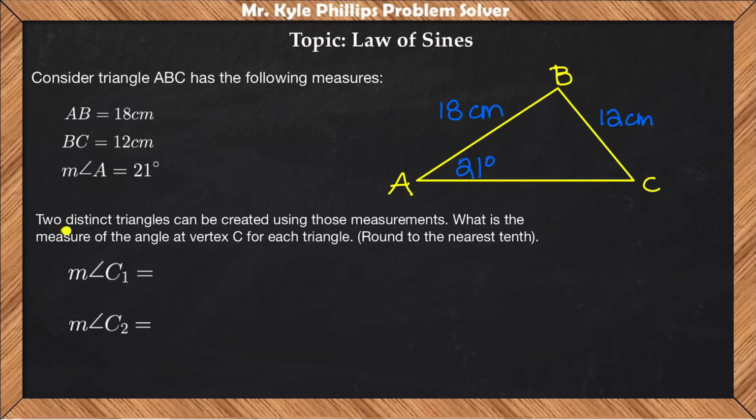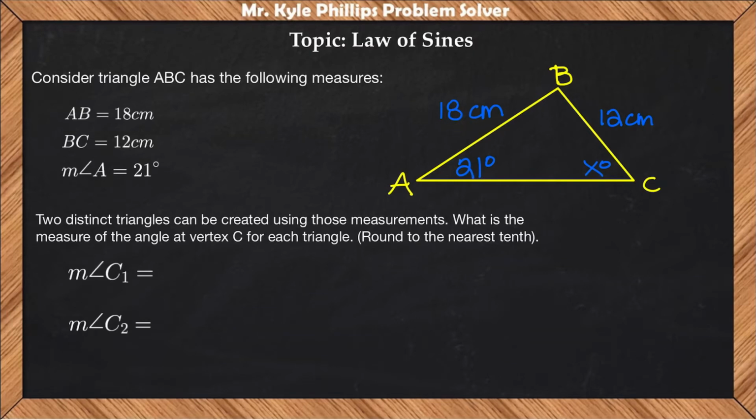Now, they tell us two distinct triangles can be created using these measurements. What's the measure of the angle at vertex C for each triangle, rounded to the nearest tenth? So we are looking for the measure of this angle. So here we know we have angle, side, side. So we have an angle, and directly across from that a side length, another unknown angle, and directly across from that a given side length.